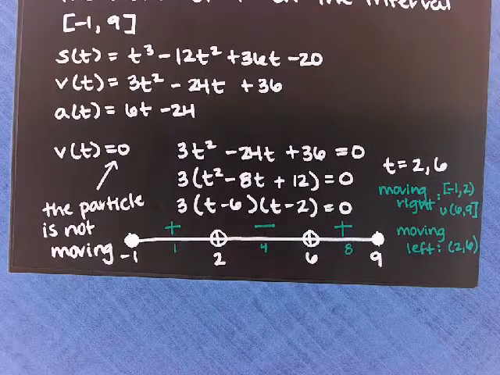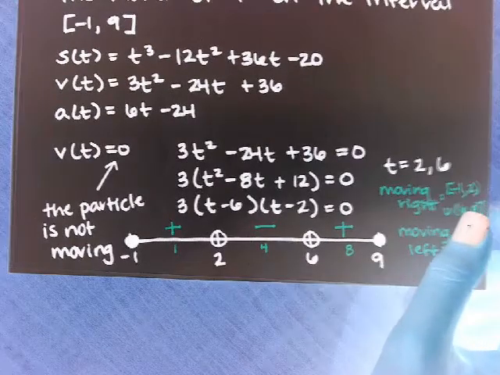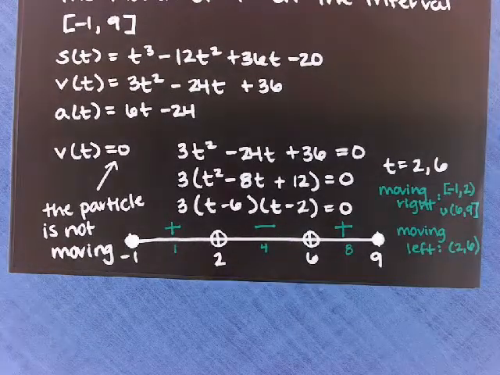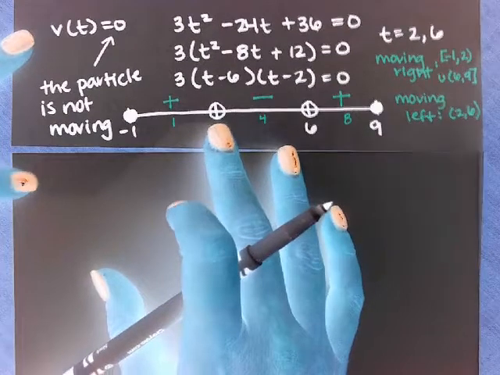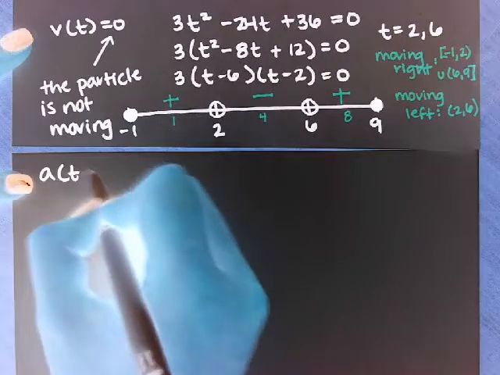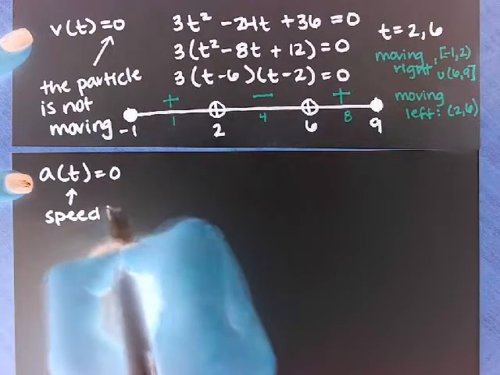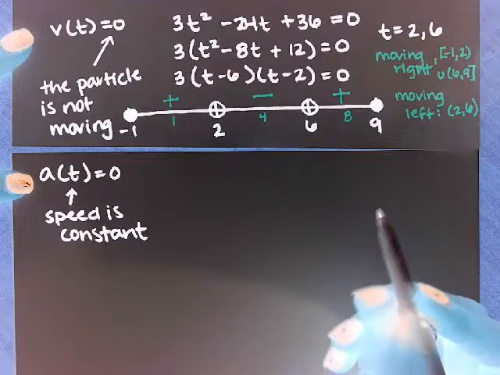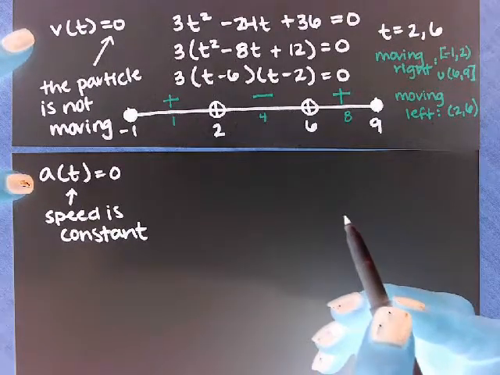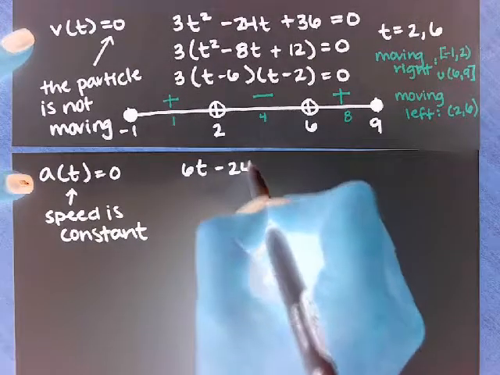So next, we want to see when the speed is constant. So how could you know when the speed is constant? When acceleration is 0. Okay, so the next thing we're going to put in our notes, I'm going to keep this up here so we can still see it, is we're going to find where acceleration is 0 because this means that the speed is constant. So my acceleration function was 6t minus 24. So I'm going to say 6t minus 24 equals 0.